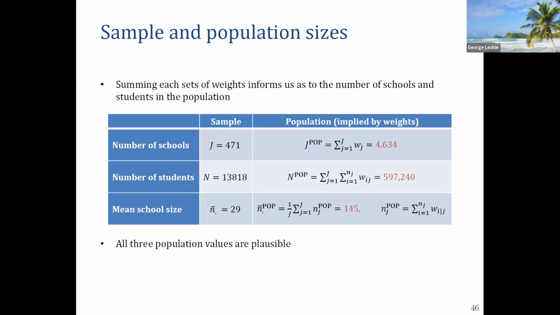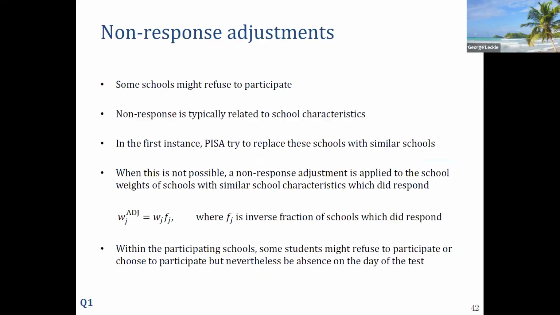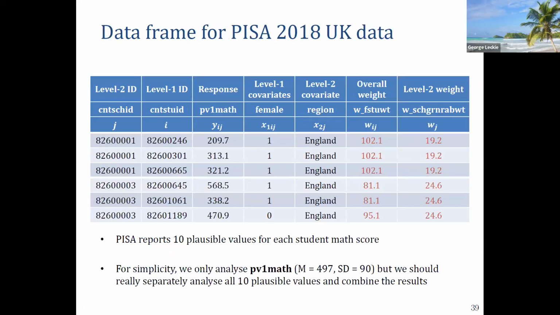Right. So there's a lot going on. Here's the next thing. If, as I told you, we go back to those school weights, if the first school represents 19 schools in the population, the second school represents 24 schools in the population, well, if I just add up all of those numbers, I'll get the total number of schools in the UK population. That's really good to sense check.